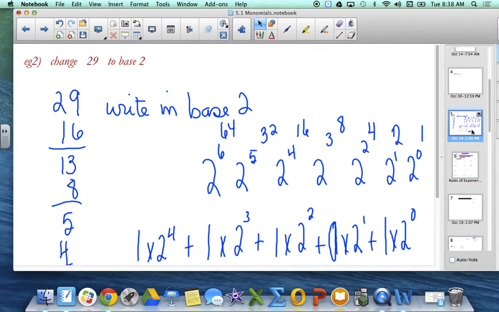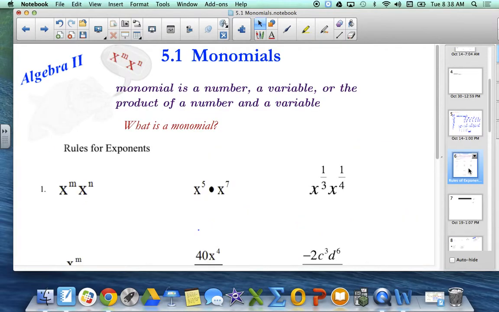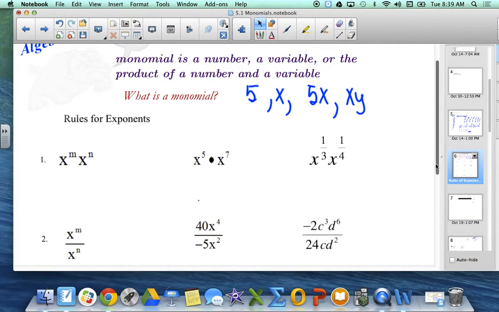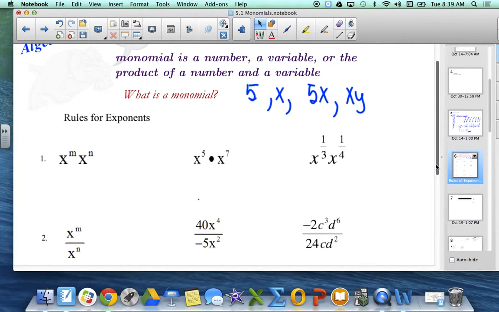So today we're going to start with monomials. A monomial is a number, a variable, or a product of a number and a variable. So a number like 5, a variable like x, or the product of a number and a variable. So 5x, or we could have xy. Okay, those are monomials. Okay. So up here, the rules for exponents are very important. You got to know the rules for exponents, and that's what the homework is all about.